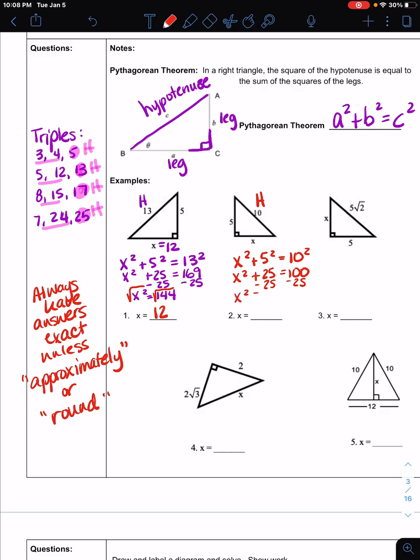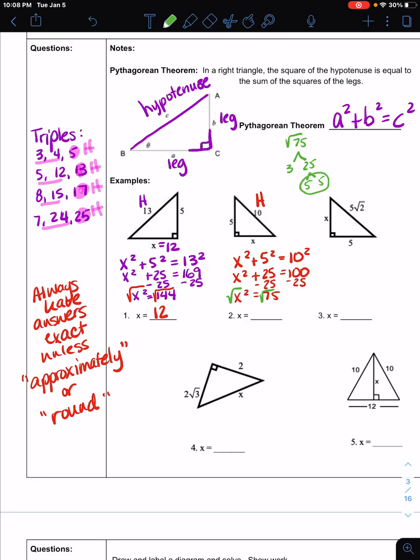So x squared is equal to 75. If x squared, we've got to undo that, so we take the square root. That's what we were doing, right? The square root of 75, we need to simplify it because I didn't say round or approximately. So we've got 3 and 25, and 5 and 5. This is where knowing how to do that perfect square method is really nice.